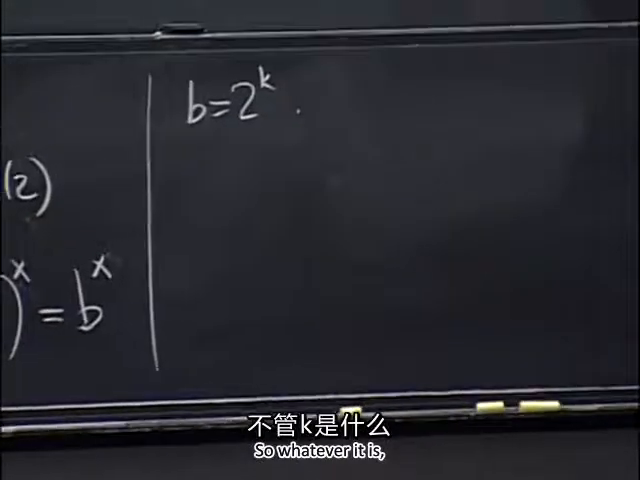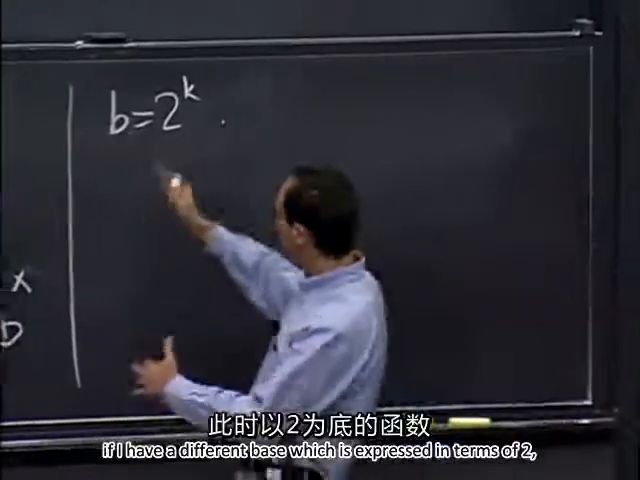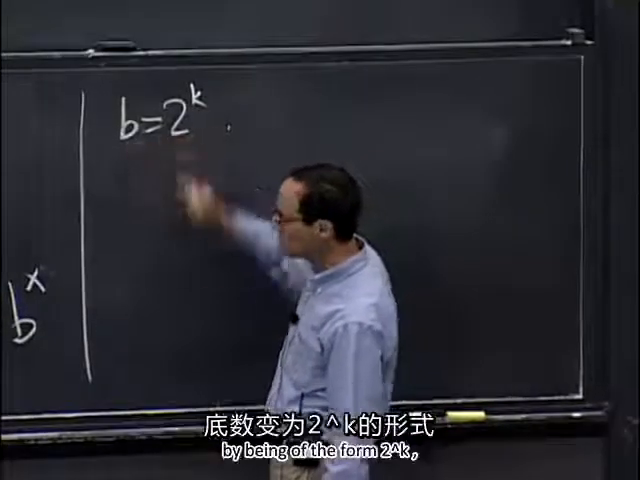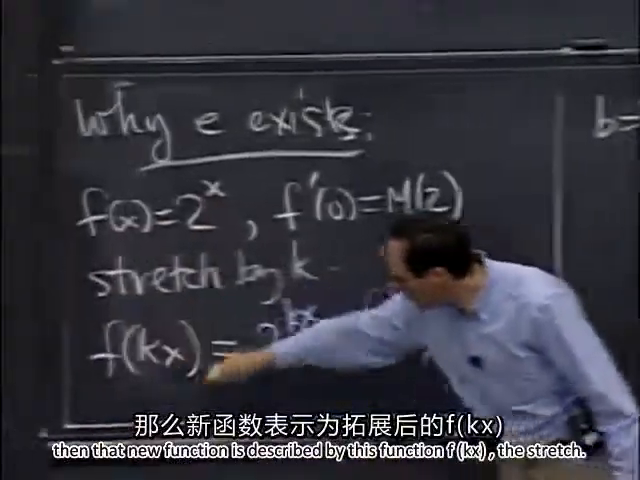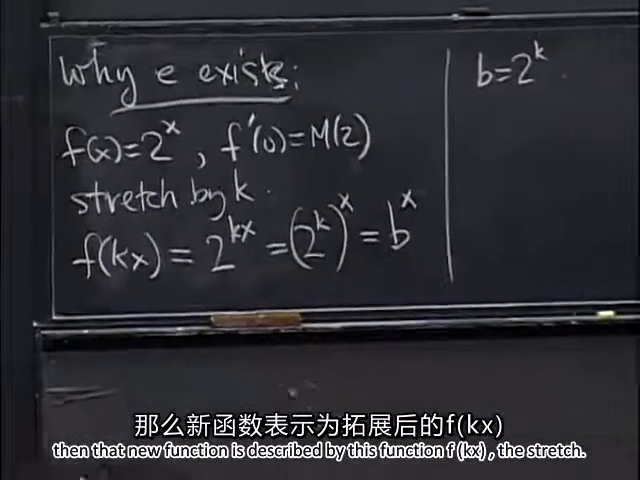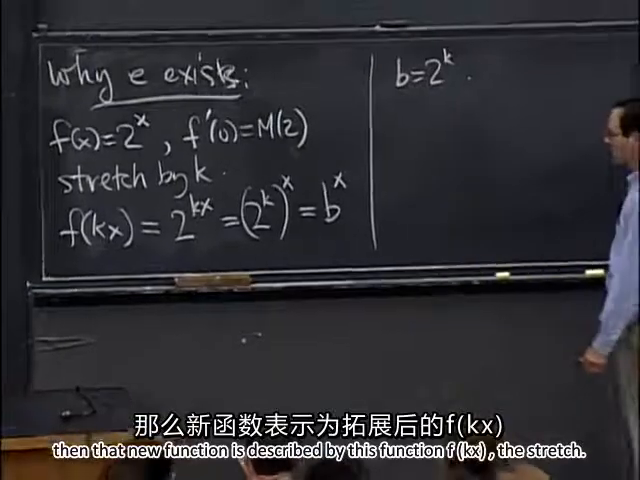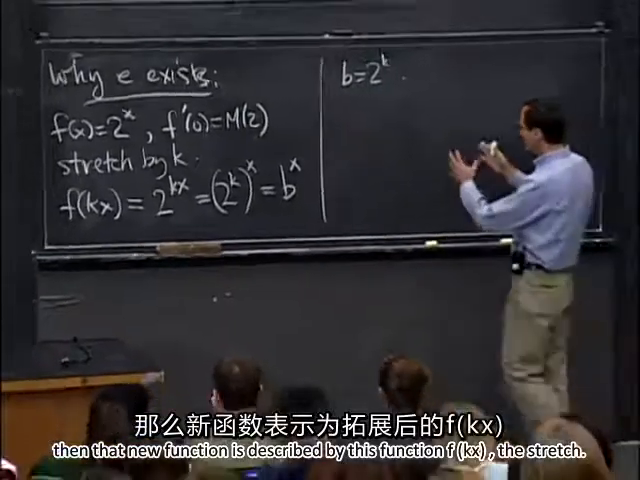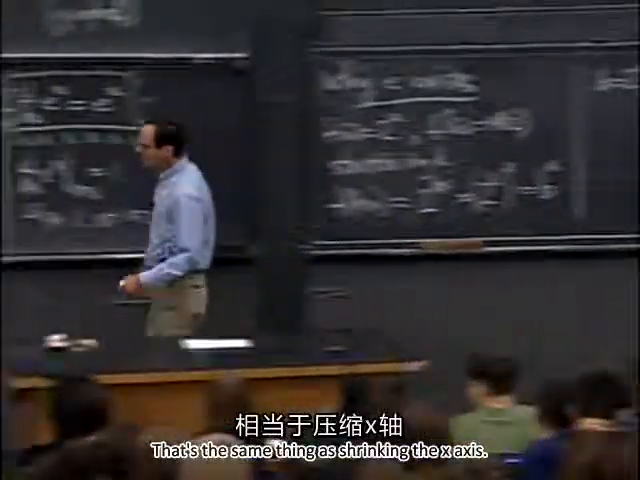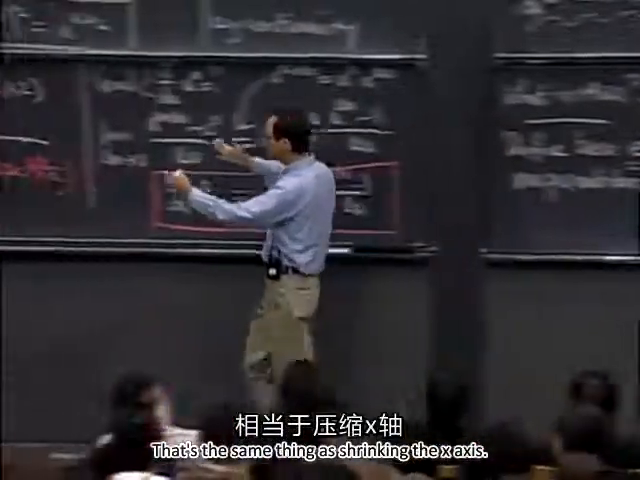All right, so whatever it is, if I have a different base, which is expressed in terms of 2 being of the form 2 to the k, then that new function is described by this function f of kx, the stretch. Now, what happens when you stretch a function? That's the same thing as shrinking the x-axis.